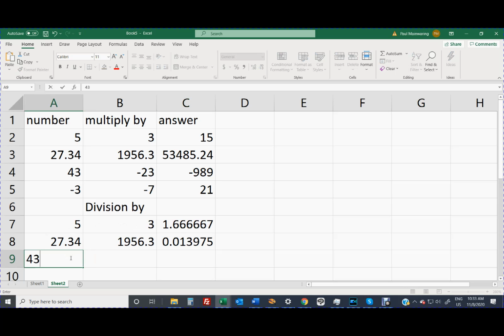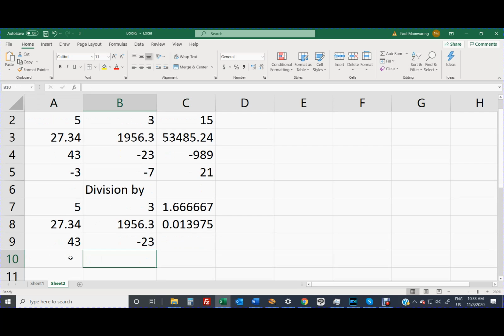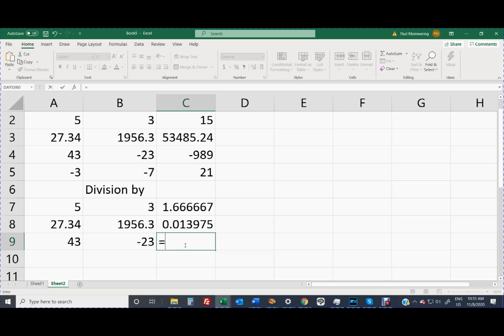43 and minus 23. 43, okay, equals. The equals is saying, I am in control. Tell me what to do. I want you to divide 43, A9, by minus 23, which is column B, row 9. Okay, you're in control. Divide, and there it is, minus. So it's following the rules of maths. Minus 43 divided by minus is minus.